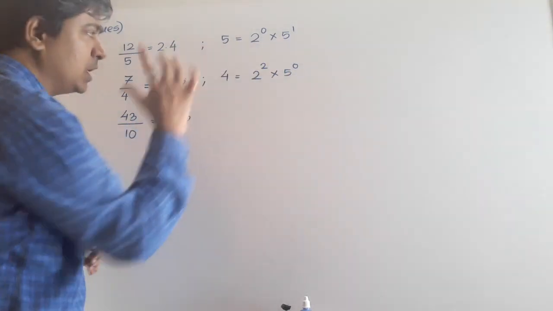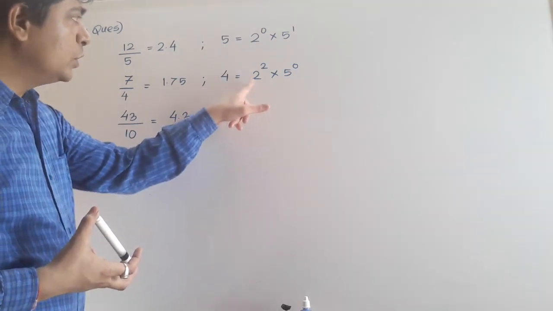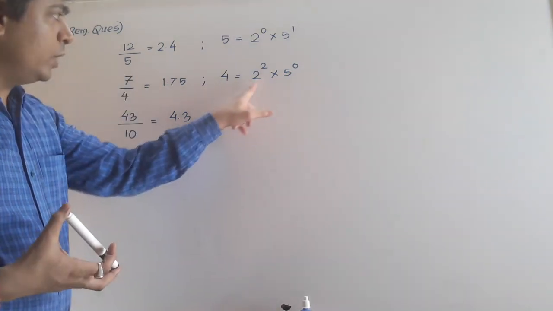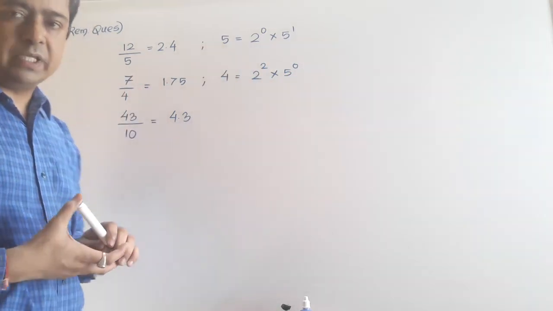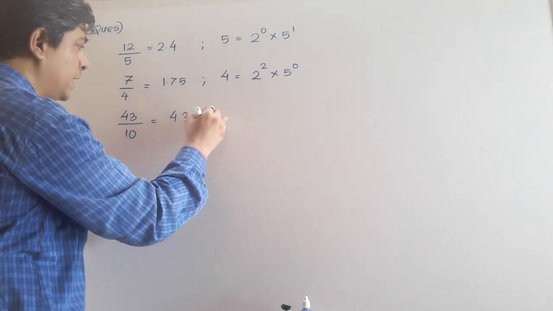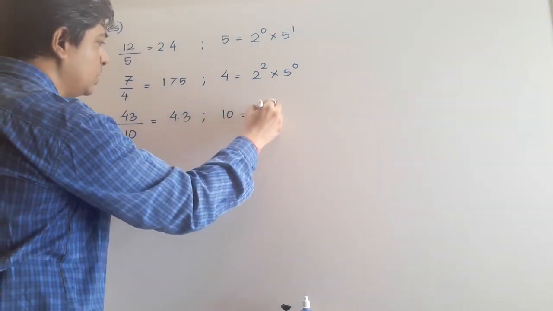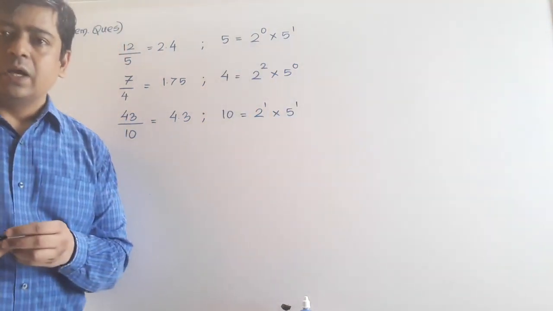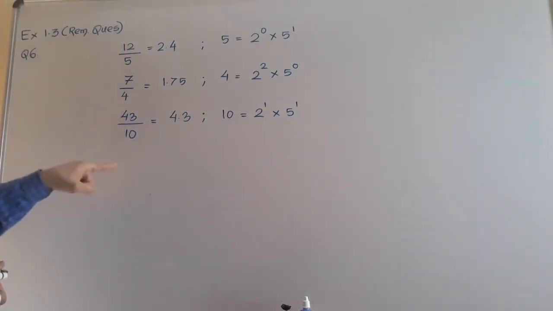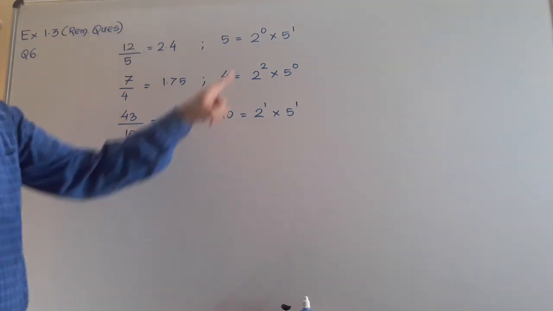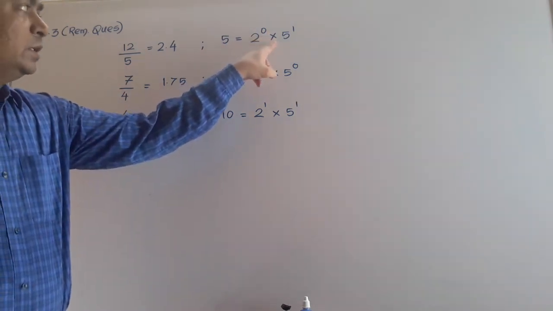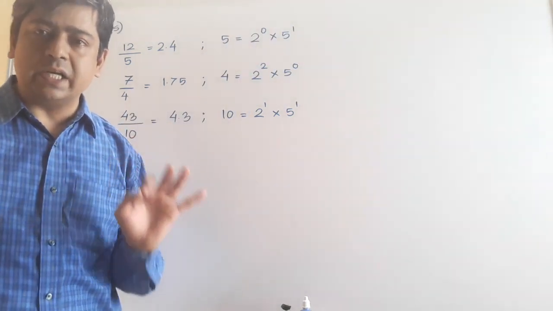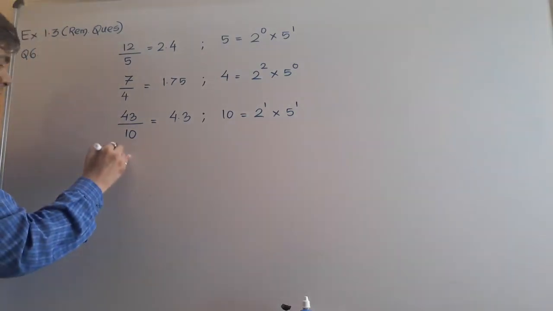But you see the format. I am writing in the form of 2 to the power into 5 to the power. Powers are becoming different here, but 2 and 5 are compulsorily coming in the base. Similarly, 10 I can write down as 2 to the power 1 into 5 to the power 1. Right? Observe, these all are terminating decimals and they are coming in the form of 2 to the power into 5 to the power.